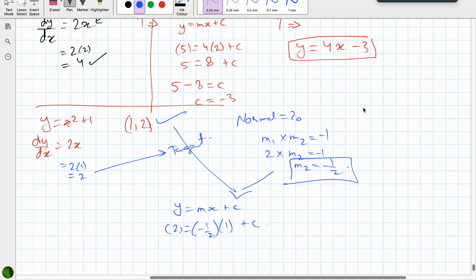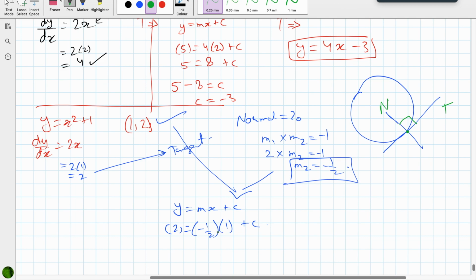Tangent and normal are always perpendicular. Always. This is the tangent and this is the normal. When they are perpendicular, you call it the normal to that tangent. This is tangent to the curve, and this is normal to the curve at the same point.